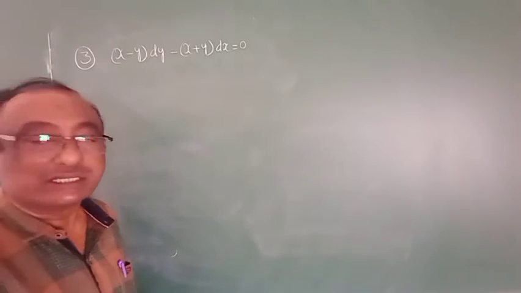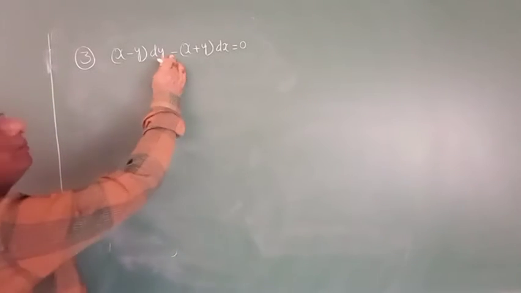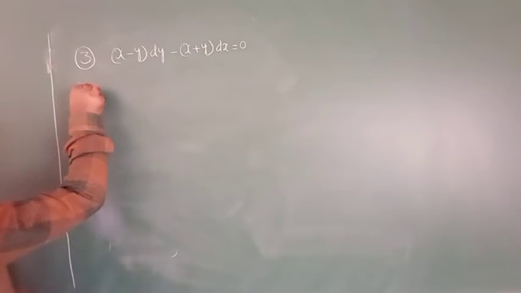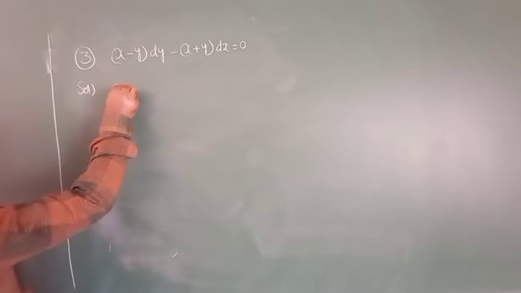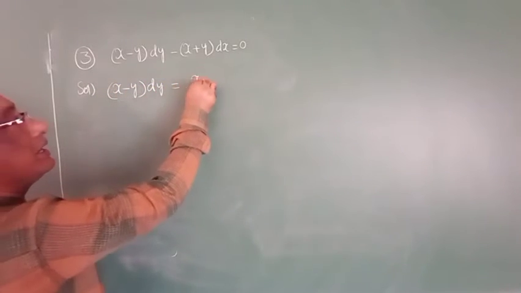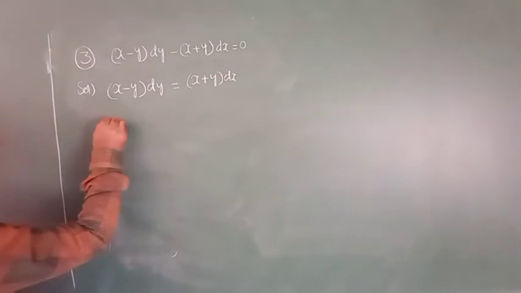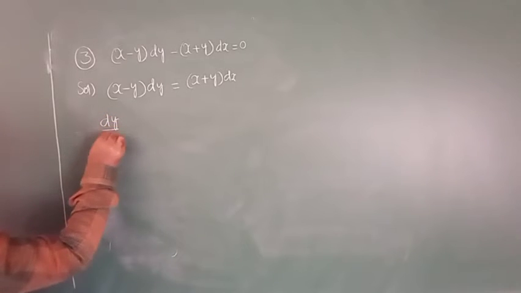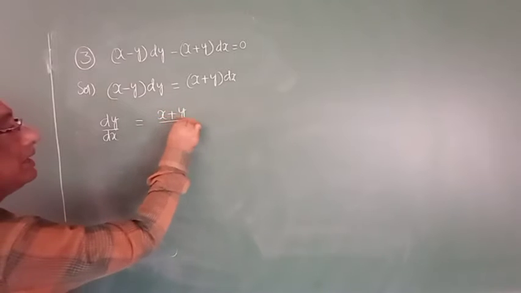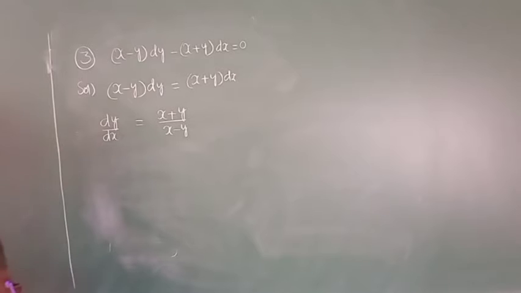Therefore it is a homogeneous equation. First you have to show that it is a homogeneous equation. First, bring one part to the right hand side. Everyone see the solution. (x minus y) dy is equal to (x plus y) dx. Immediately write down dy by dx is equal to (x plus y) by (x minus y).